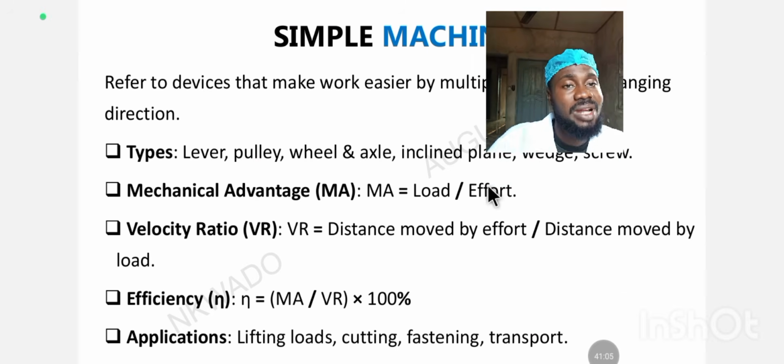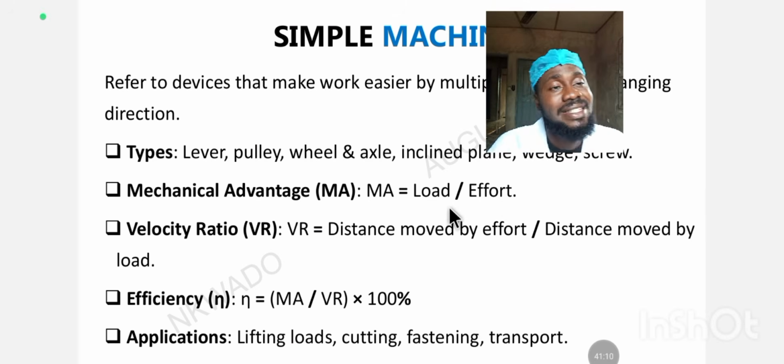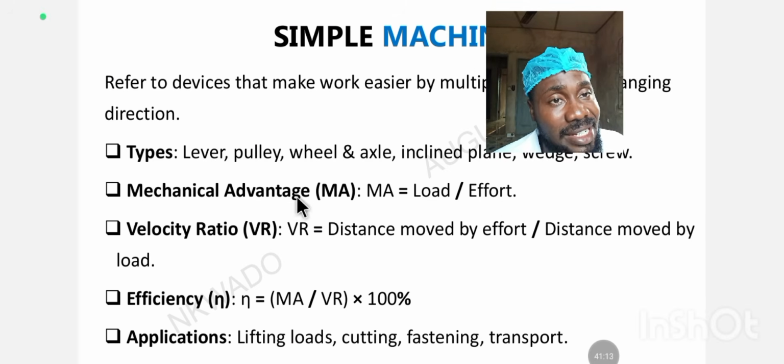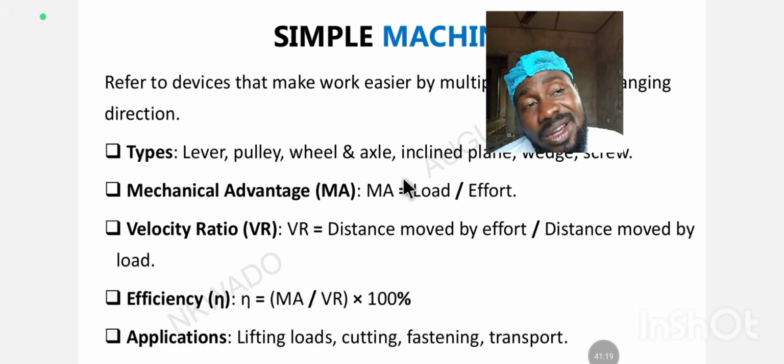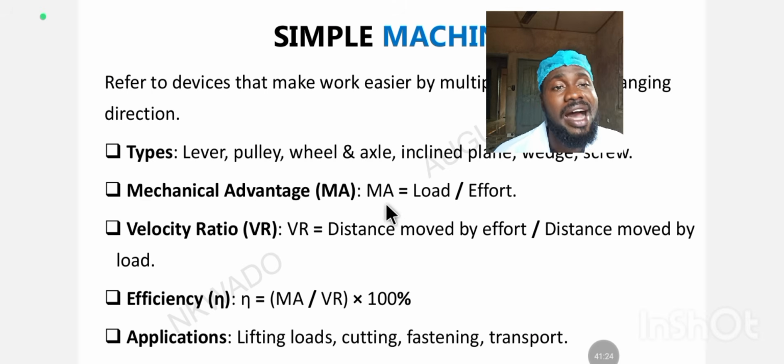Get all this formula into your brain, because like I said before, they can ask you to find anything here. You can have this ME, mechanical advantage, equal to load over effort. They can give you a question and ask you to find the effort. So what are you going to do? You make effort the subject of the formula and you solve for the effort.